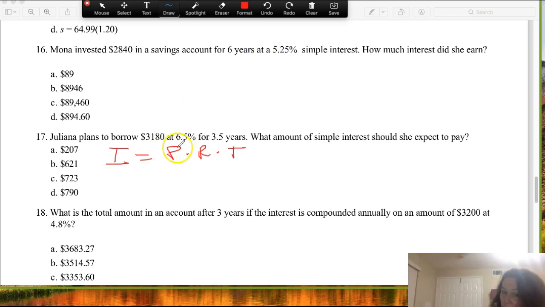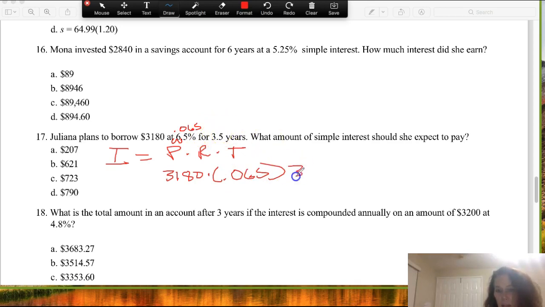If you borrow money, you have to pay interest, which is how credit cards and mortgages work, but they're compounded, unfortunately. All right, $3,180 is the amount you borrow. Your rate is 6.5%. Move the decimal over 2 places. It's going to be 0.065. That will be your rate, 0.065. Make sure it is in decimal form, not percent form.